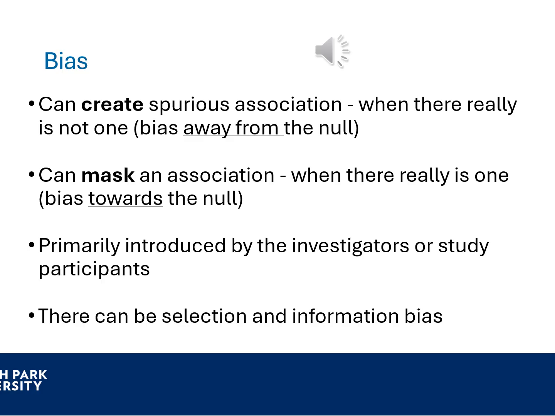And a bias toward the null means that there really was a stronger relationship between the independent variable and the dependent variable, or the outcome that they found. There really was one, but the researchers failed to find it. So that would be a bias towards the null.